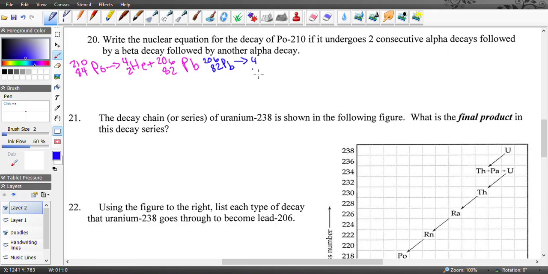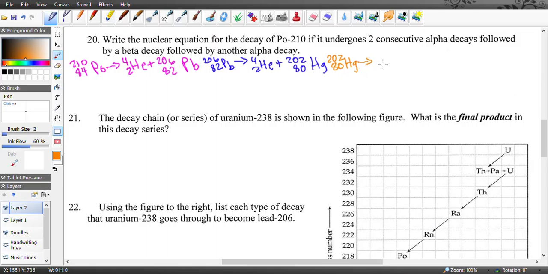Second alpha decay, 4 2 He plus this minus this will give us 202. This minus this gives us 80. We look up which one is element 80. What do you know? Mercury. Next. All right, 202, 80 Hg.